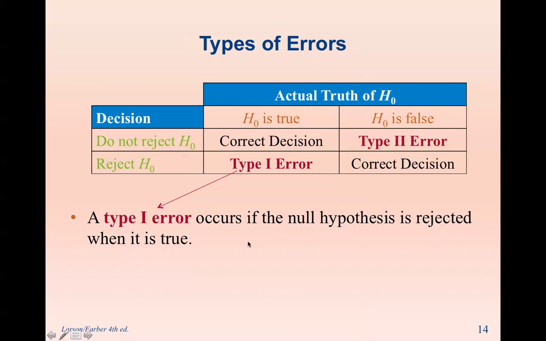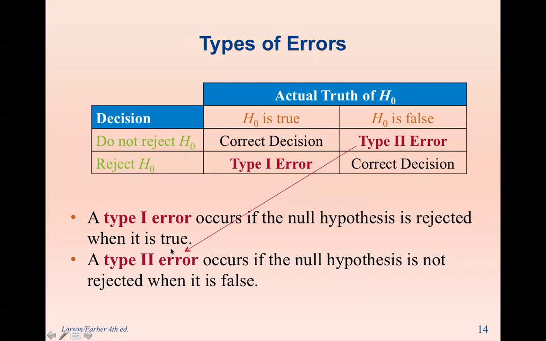All right, so a type 1 error occurs if the null hypothesis is rejected when it is true. A type 2 error occurs if the null hypothesis is not rejected when it is false. So a type 1 error is rejected when it is true. So that means something is true and we accidentally think that it's not true and we've caused some kind of issue. Type 2 error occurs if the null hypothesis is not rejected when it actually is false.